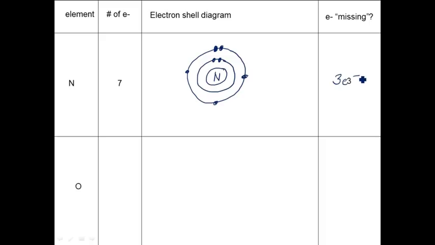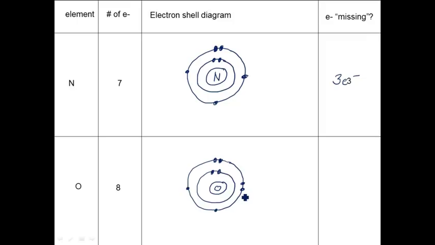Okay, finally let's look at oxygen. Oxygen has 8 electrons. So there's oxygen, there's the nucleus. 2 electrons are going to go into the first electron shell, and then the other 6 are going to go into the outermost shell, the valence shell, which in this case is the second electron shell. 1, 2, 3, 4, 5, 6.